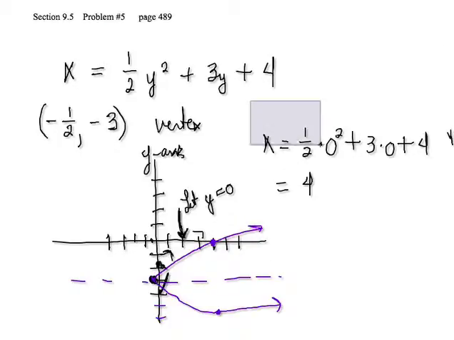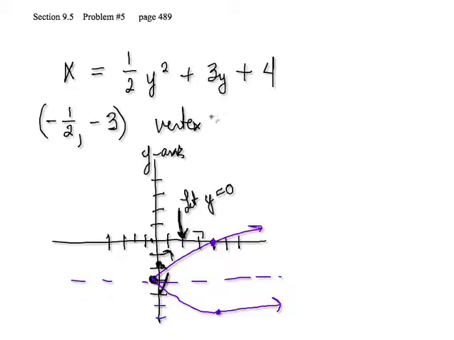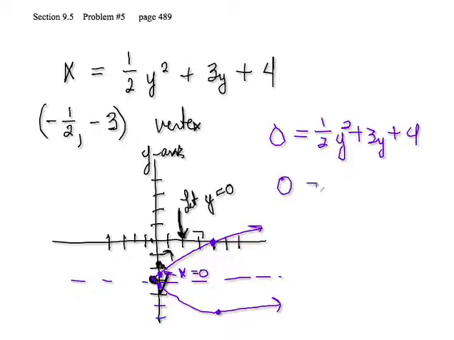Now I have to find those y-intercepts, and they're a little trickier to find, but not too bad. What we'll do here, where it crosses the y-axis, right here and right here, at those points x is equal to 0. So that's what we're going to do. We're going to set x equal to 0, then 0 is going to equal 1/2 y squared plus 3y plus 4. And I think I'll multiply everything by 2, so I'll get 0 equals y squared plus 6y plus 8, right? Because I'm just multiplying both sides of the equation by 2, and 0 times 2 is 0.